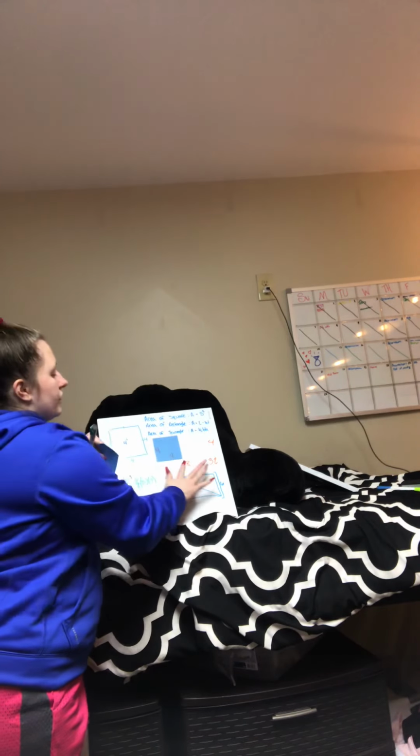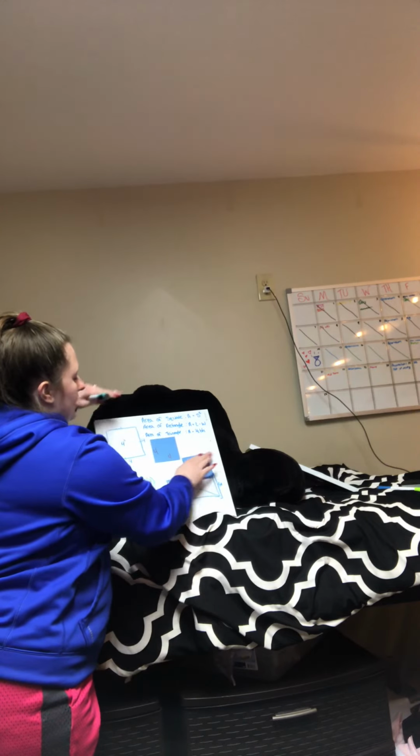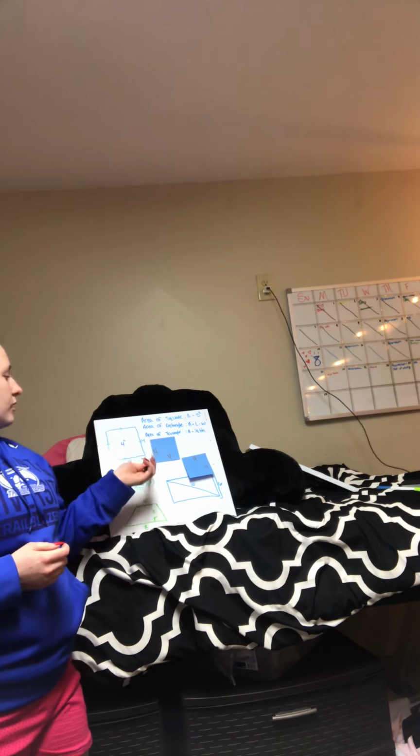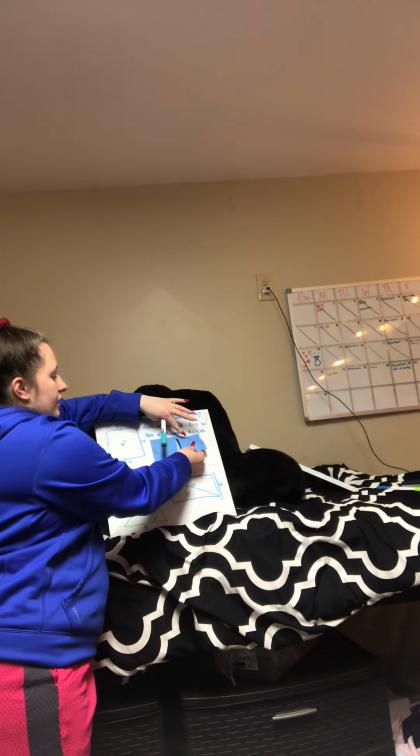Now if these 2 pieces right here were like this, and I asked you to find the area of the 2 blue filled in squares on my board, how would you find them? True, you could find the area of each one, then add them together. Very good. Or we can do what we just did and just slide this up here and make it a rectangle. So now let's talk about the area of a triangle.